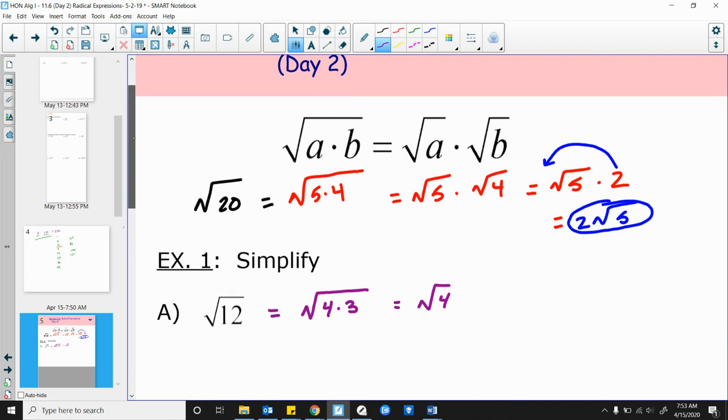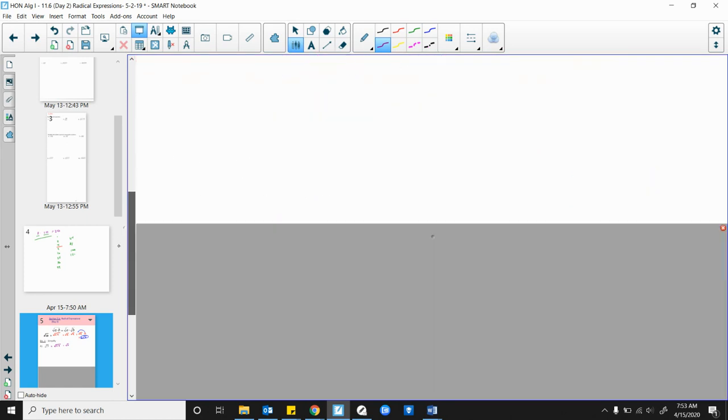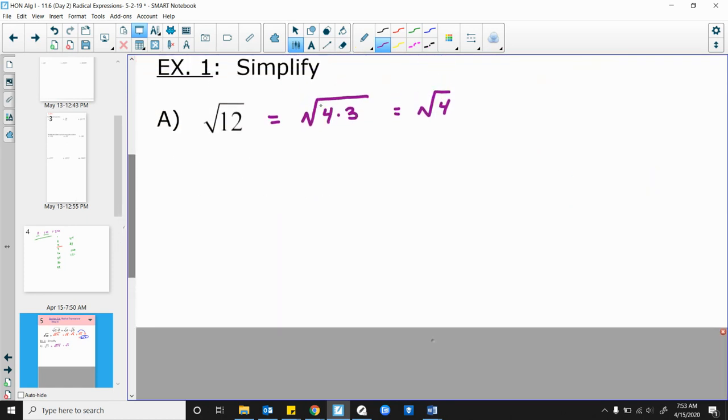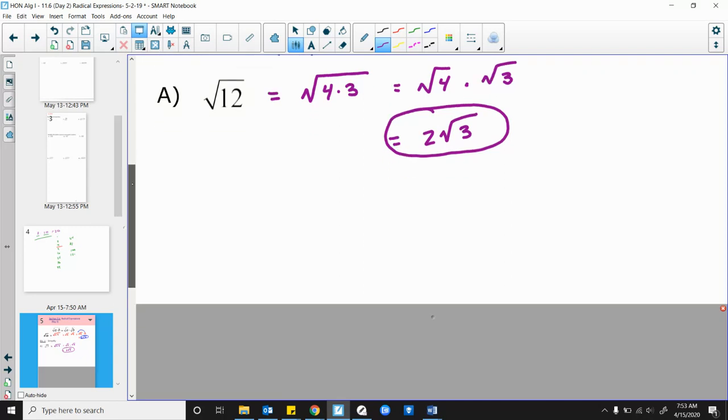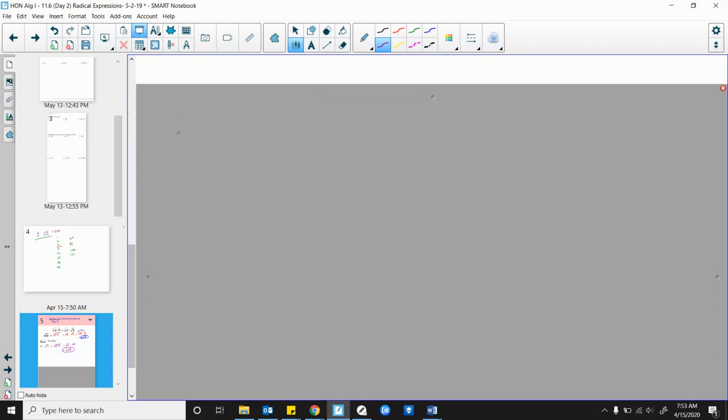A times B equals square root of A times square root of B. Okay, so in this case, I'll have square root of 4 times square root of 3. This will simplify to 2 square root of 3. Okay, not too bad. All right, let's move on. See if we got another one here.